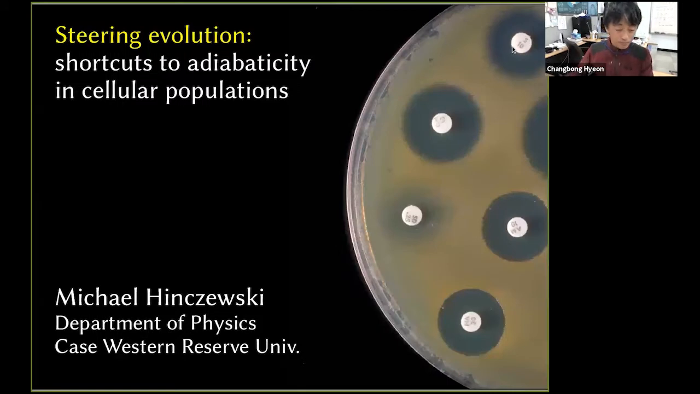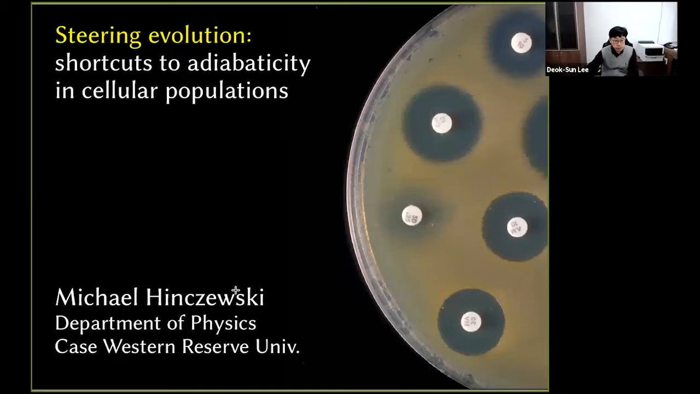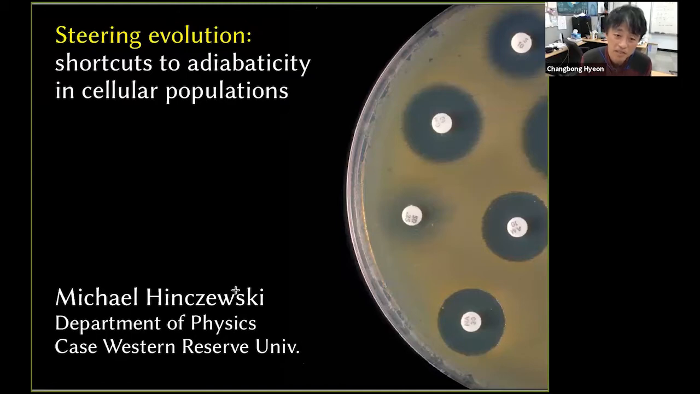So let me introduce today's speaker. This is the fourth speaker in our Colloquium series, Mike Hinczewski from Case Western Reserve University. He received his PhD in 2005 from MIT. He was working with Neha Burker, who's a statistical mechanician, physicist. And after that, he spent some time as a postdoctoral researcher studying biophysics.